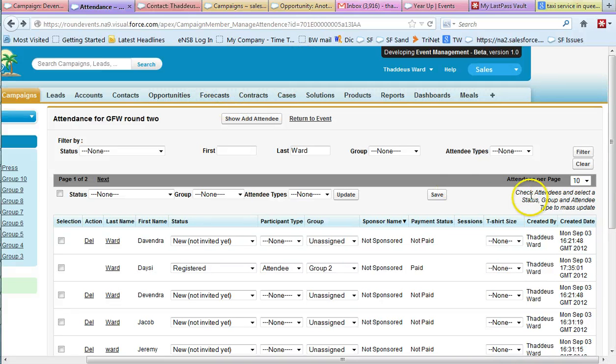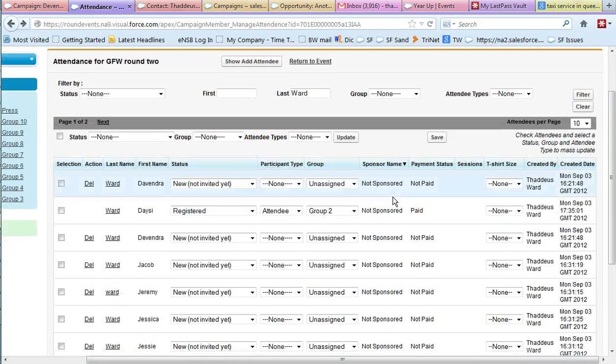Okay, we're looking at how to handle guests. People are allowed to bring guests to events. In fact, sponsors may be sponsoring bunches of them. So how do we know we have them and what do we do about them?